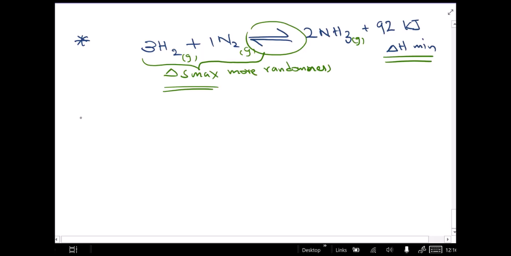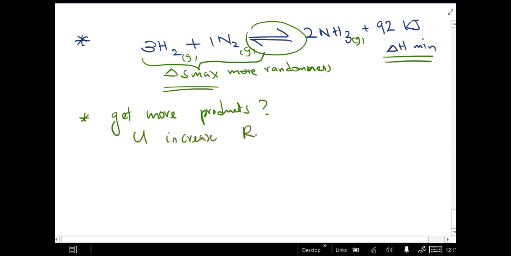Okay, now we're going to go to a new equilibrium. This is hydrogen meeting with nitrogen and making ammonia, right? And it's an exothermic reaction, 92 kilojoules released, and the delta S max means a lot of particles. That's a driving force too.